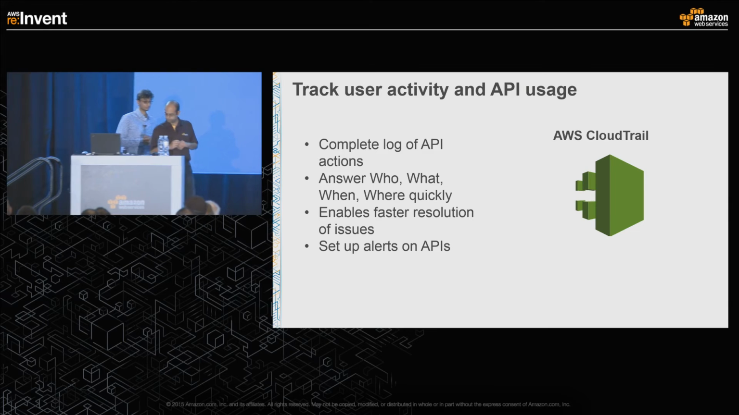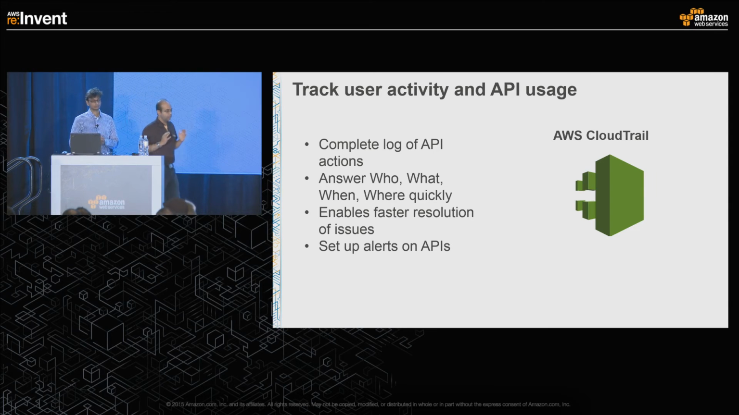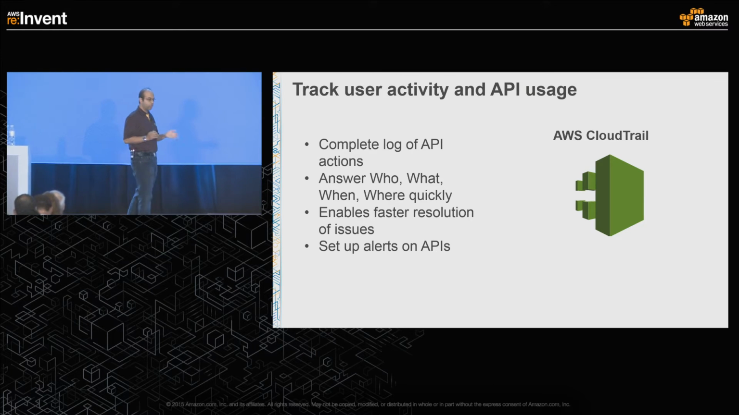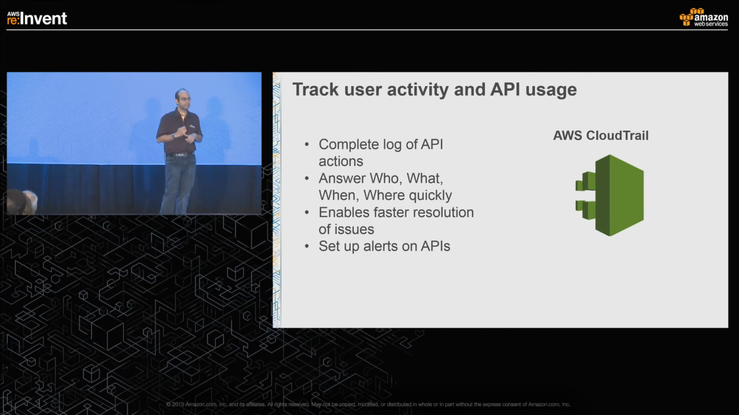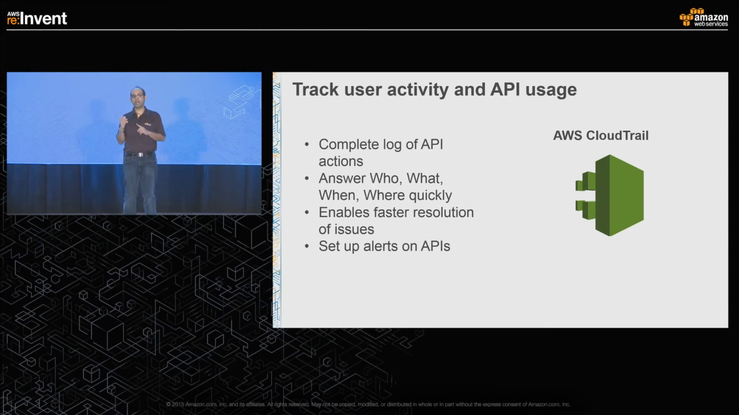With CloudTrail, we see the ability to have a complete log of API actions. Several questions can be answered now. Who did this? What were the resources affected? What was the action that the user took? When did they take it? And where were they accessing the system from? All of these questions can be answered using CloudTrail logs.